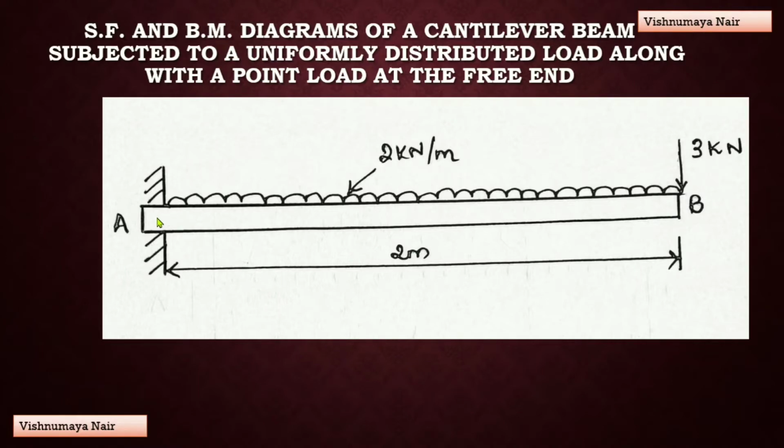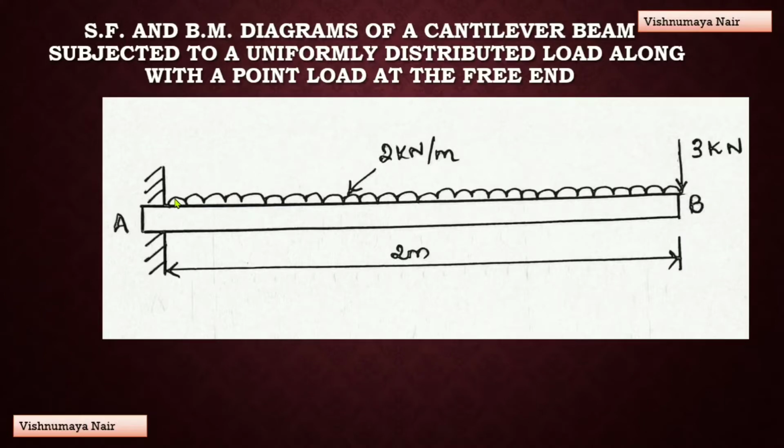In this case, I have shown a cantilever beam along with a UDL and a point load. A beam which is fixed at one end like this and free at the other end like this is known as a cantilever beam. And a uniformly distributed load is the one which is spread over a beam in such a manner that the rate of loading, here the rate of loading is 2 kN per meter. This rate of loading remains uniform along the length of the beam over which this UDL acts.